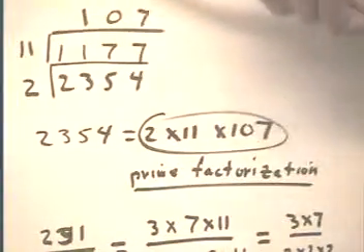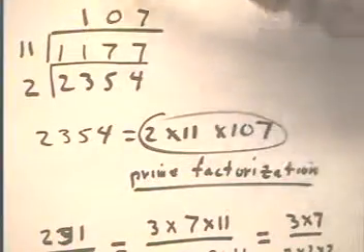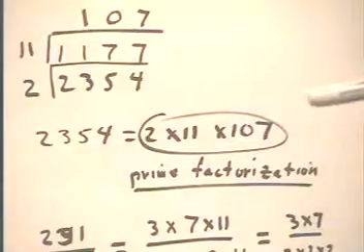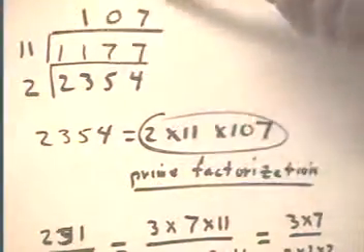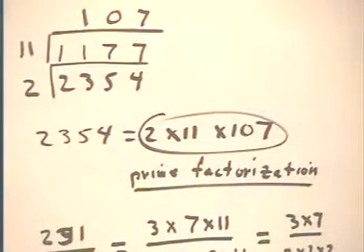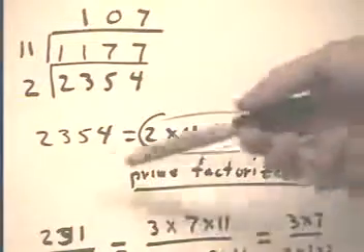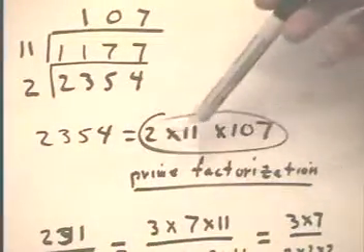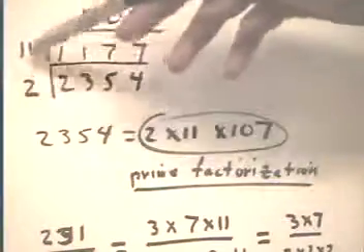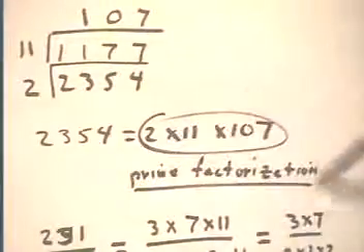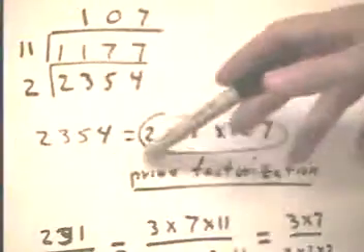If we divided this and got a whole number result, that means that that whole number should have divided 107 when we tried it. Since that's not the case, there is no other number that we can divide into 107, and 107 is a prime number. At this stage, we say, okay, we can express 2354 as 2 times 11 times 107. If we multiply these numbers back out, we'll certainly get what we started with. This is called the prime factorization of 2354.